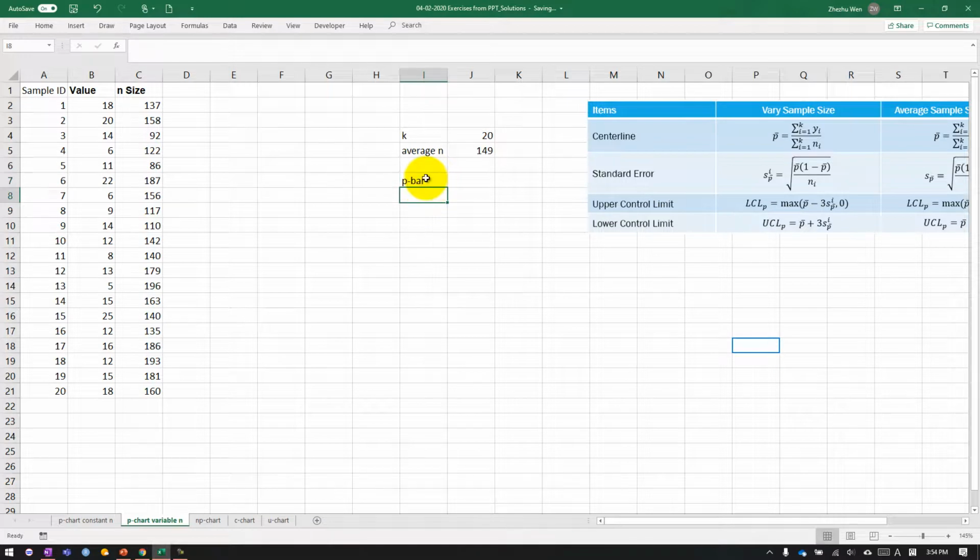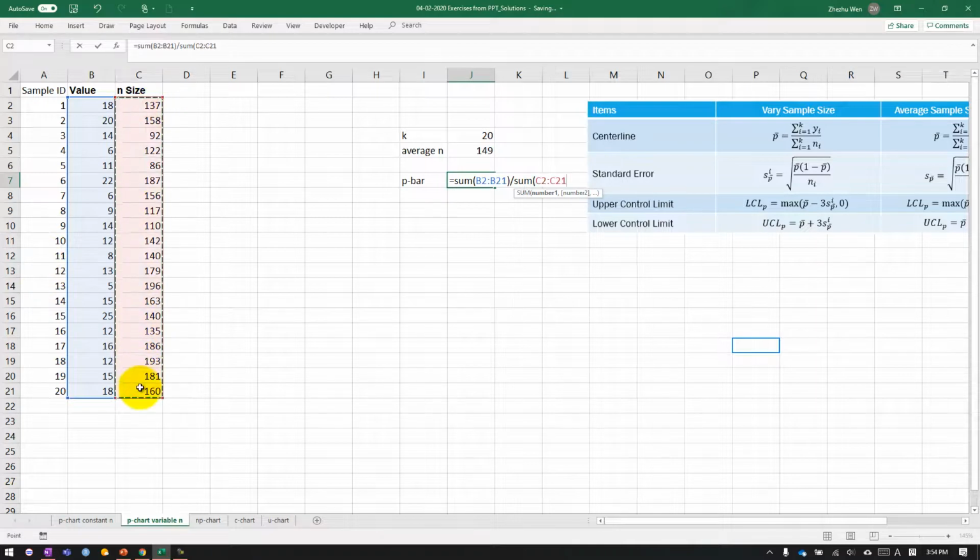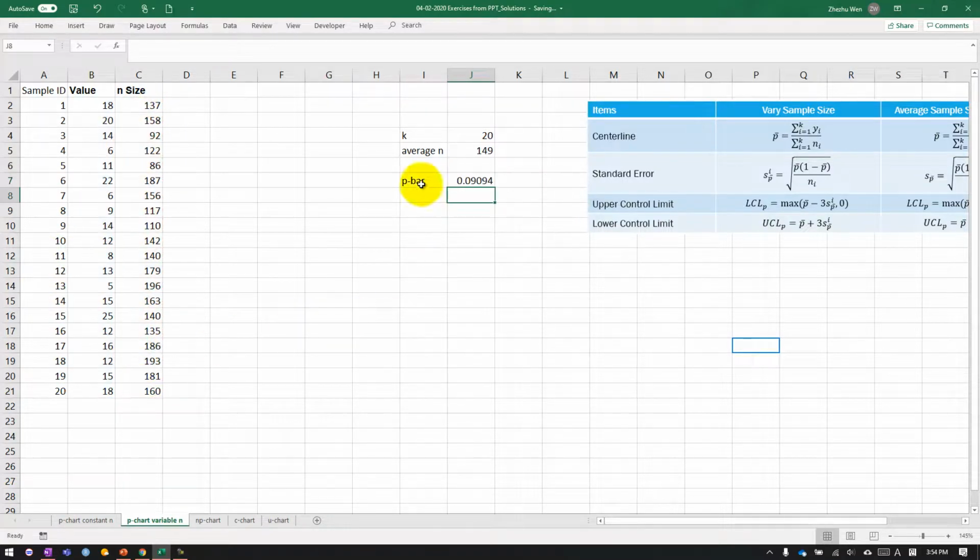P-bar, the average proportion. The calculation is the same. You're basically summing up all the defects divided by all the sample sizes added together. This is your P-bar, which is also your center line. And what is the standard error? Because it's using various control limits, we need to calculate the standard error for each sample size.